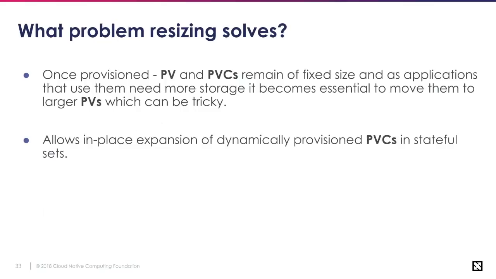So what problem does resizing solve? One problem is that once we provision PVs and PVCs, they remain a fixed size throughout their life cycle. And as applications that use them need more storage, it becomes essential to move them to larger PVs. And that can be tricky. Typically you have to manually create PVCs, back them up, and then delete older PVCs, and then restart the pod that was using them. It becomes kind of challenging. For stateful applications, it becomes even harder because the PVCs are generally tied to the pods. Next slide, please.